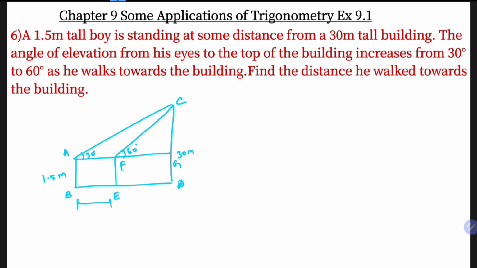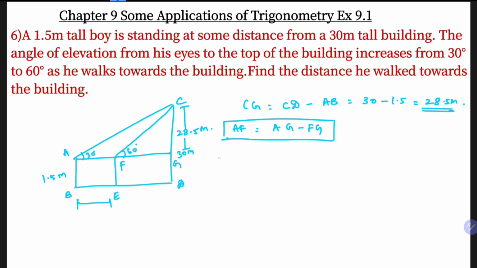How to find CG? We know the boy's height is AB. So CG is equal to CD minus AB, which is 30 minus 1.5, which is equal to 28.5 meters. So this is 28.5 meter. We have to find AF, that is AG minus FG.